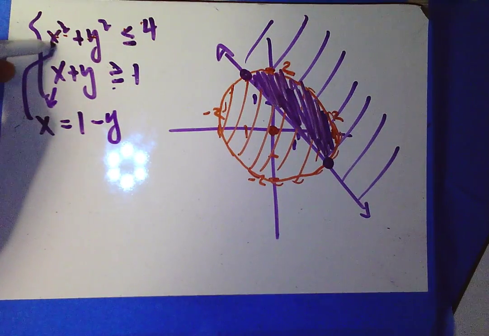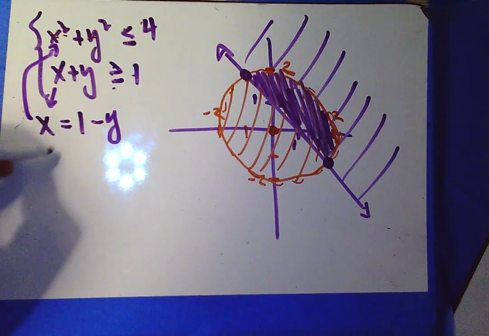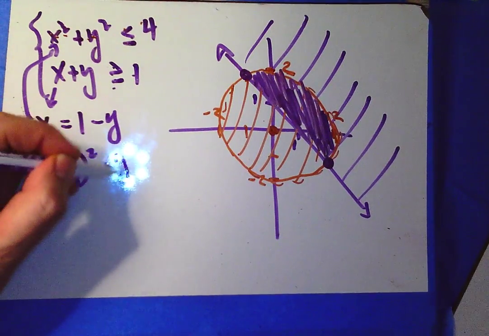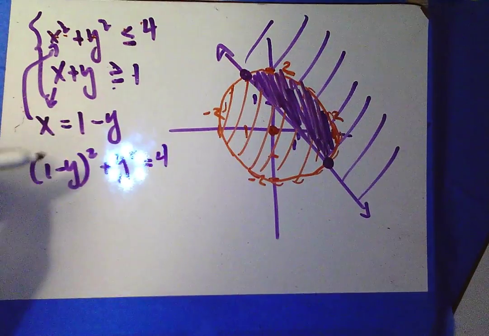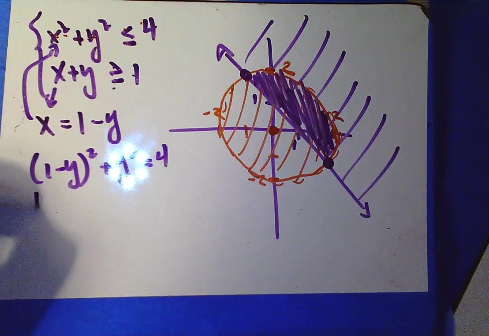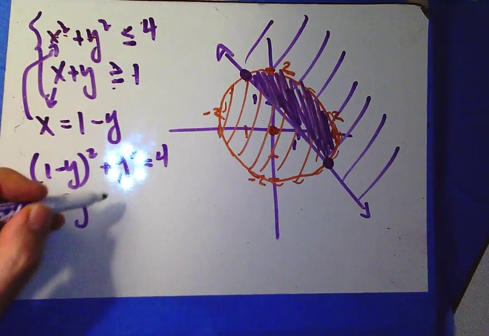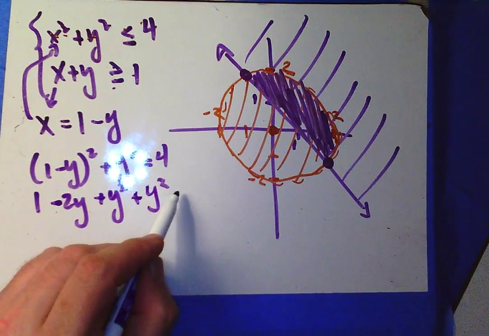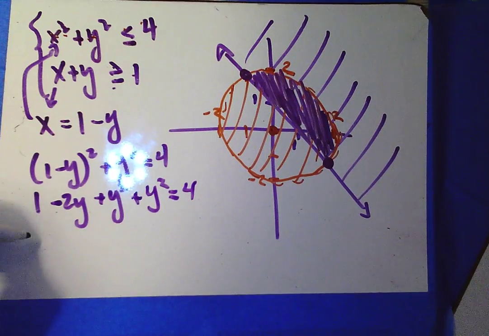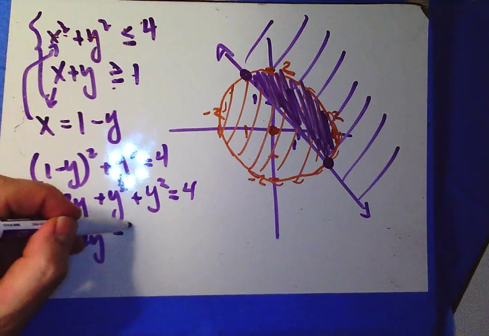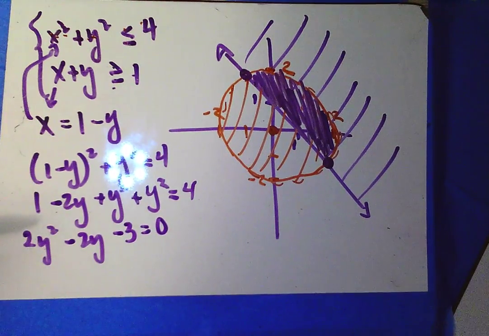And I'm going to plug that x value in here. So I'm going to have (1 minus y) squared plus y squared equals 4. Don't forget you have to FOIL here, not just apply the exponent. 1 minus 2y plus y squared plus y squared equals 4. 2y squared minus 2y minus 3 equals 0.